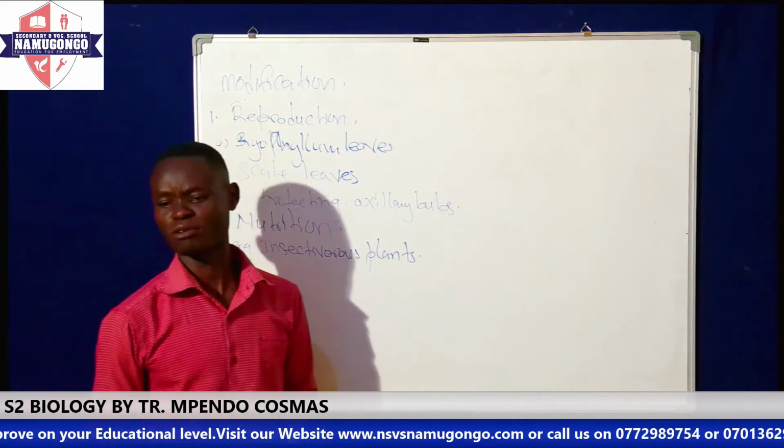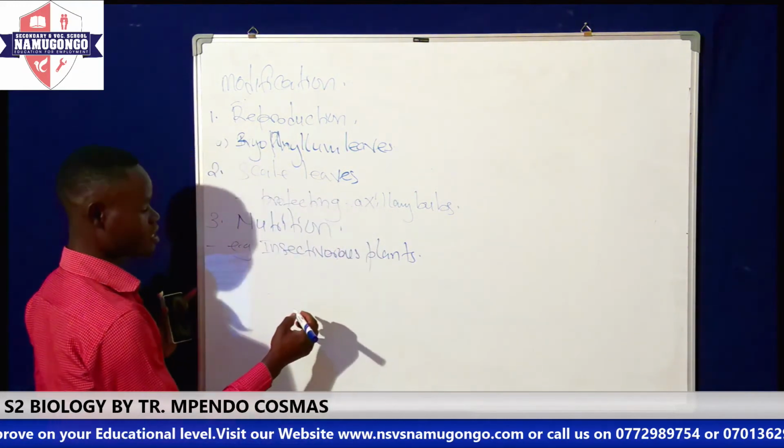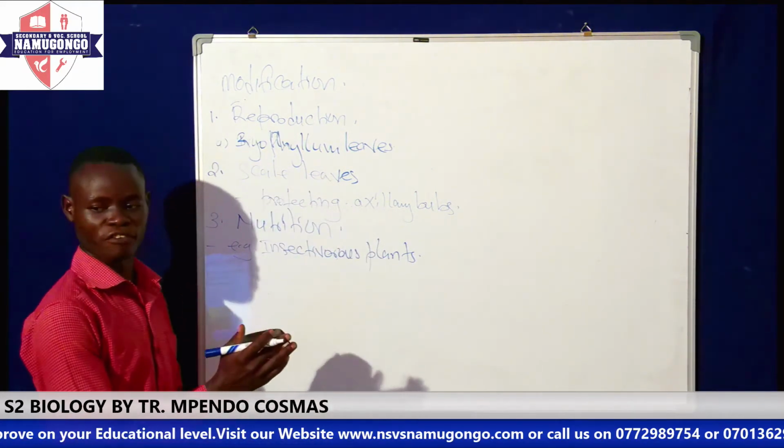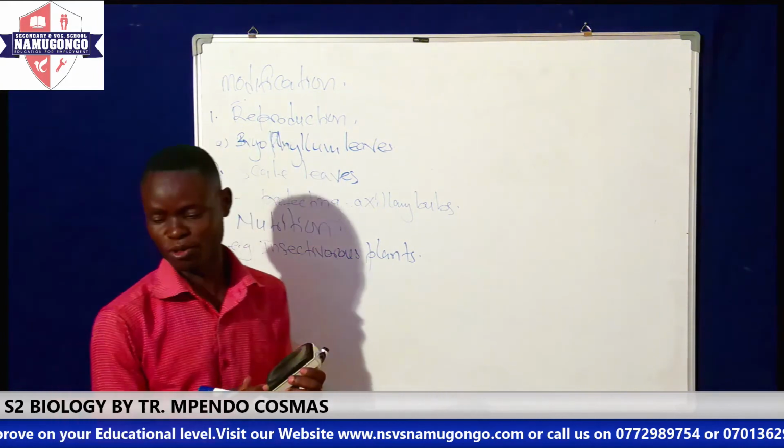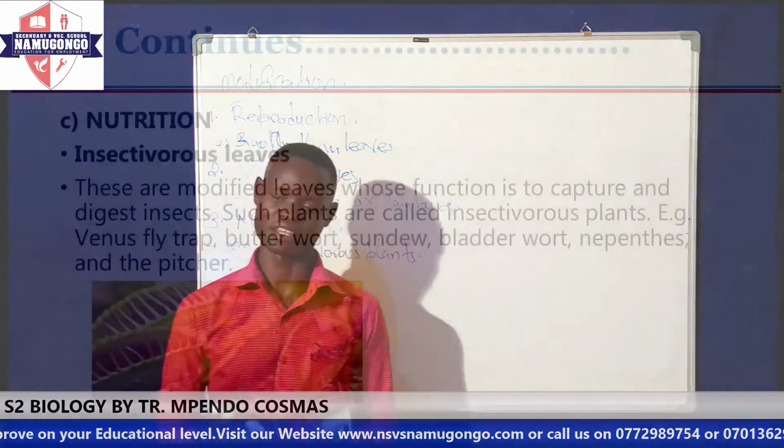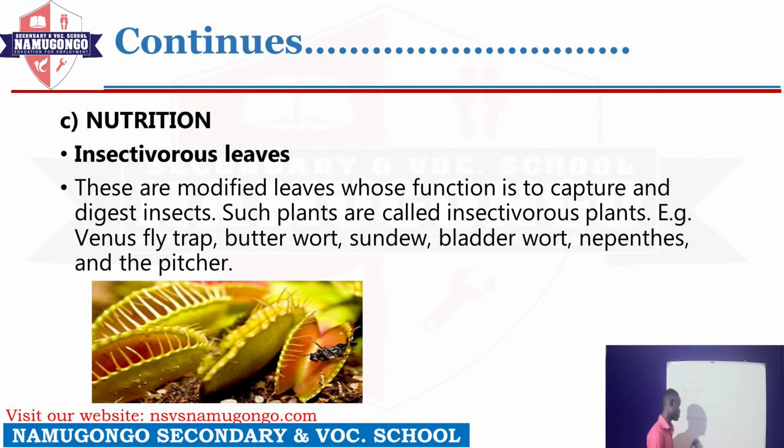So these plants, what do they do? These plants have leaves which have been modified to capture, like you are seeing in the example structure on your screen there. They have what I can call mouth-like structures on their leaves. And not only that, their leaves have also been made colored. Their leaves are colored.